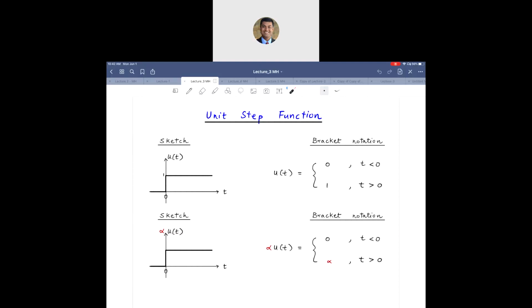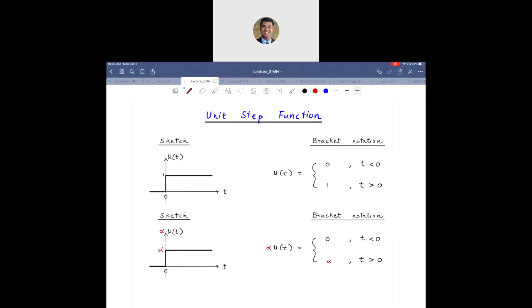Now, if that is the unit step and its corresponding bracket notation on the right, what would happen if you scaled the unit step by some real value alpha? In this case, the way it is shown, alpha is a positive number, but it could also flip downwards. So alpha could also be real and negative. If alpha is some real number, then the height of that unit is not going to be a unit step anymore. It is going to be a step of alpha units. So the y value is going to be alpha.